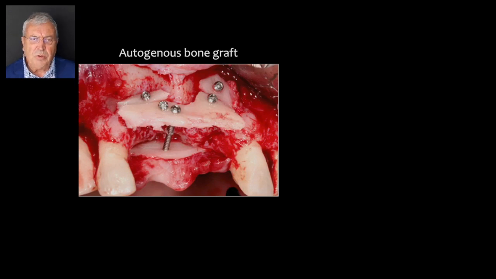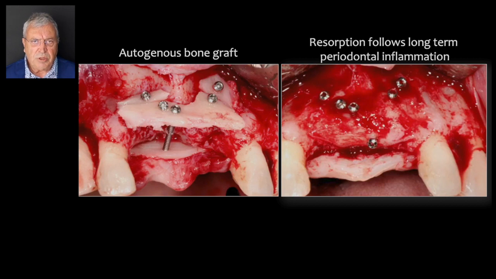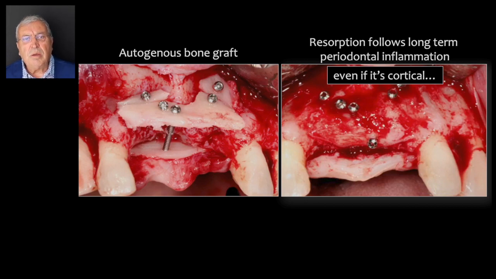Usually when we do autogenous bone graft, we don't place collagen, because we believe that as the bone is autogenous, we don't need collagen. No. The behavior of the graft depends on the soft tissue inflammation. And if the soft tissue is inflammatory, you will meet resorption, even if the bone is cortical. It means that even when we make an autogenous bone graft, we should place a membrane when the soft tissue is too thin.